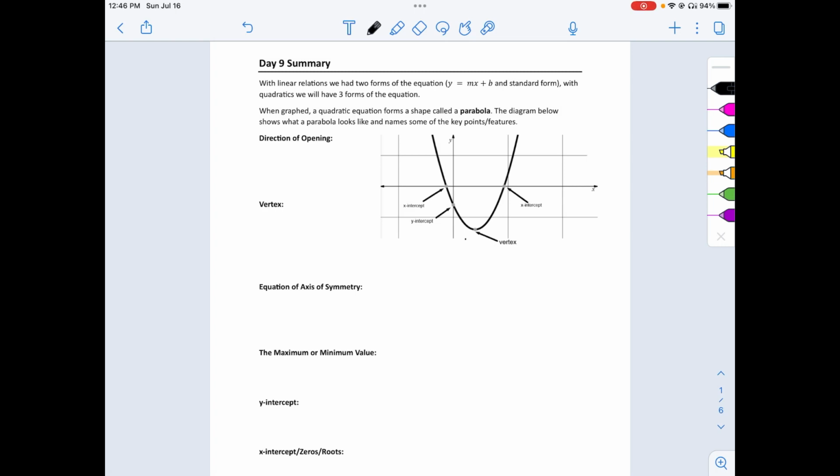We are now at the point in the course where we are done looking at linear relations and we are going to begin looking at quadratic relations. This is what the bulk of the grade 10 course is focused on and what you will continue to look at next year as part of your grade 11 course.